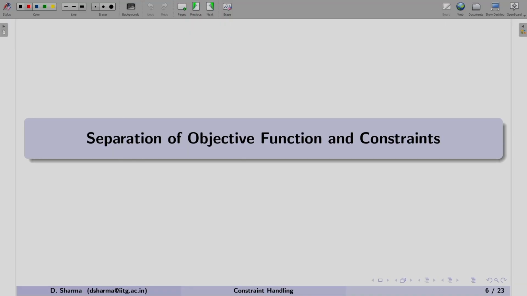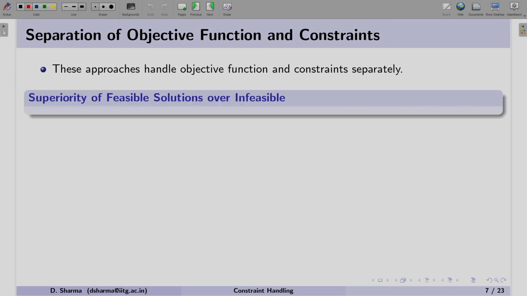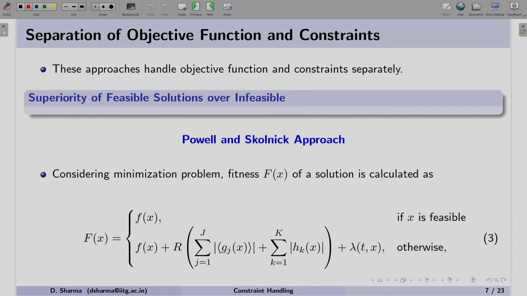Now, let us move to the new way of constraint handling, that is separation of objective function and constraints. The approaches that come under this category handle the objective function and constraints separately. In this category we have superiority of feasible solutions over infeasible solutions. We will start with one of the approaches called the Powell and Skolnick approach.